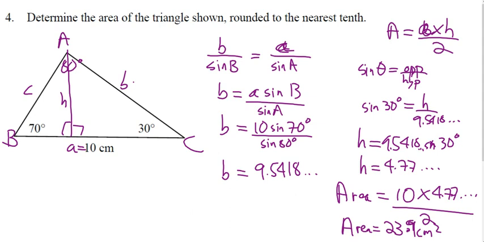Okay, so it's a two-part problem, one part which required the sine law, one part which you could just use SOHCAHTOA. You could equally have done the sine law. It wouldn't matter.